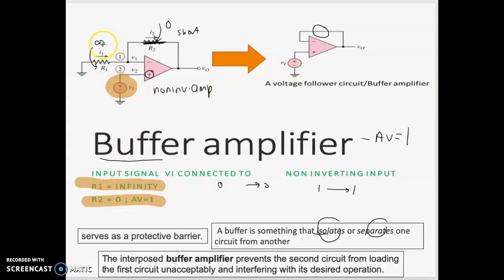How about R1? R1 is very high, that is infinite, so it becomes an open circuit. So this one will not be connected. Okay, and then your input will be at the non-inverting terminal. Your inverting terminal will be directly connected to the Vout.